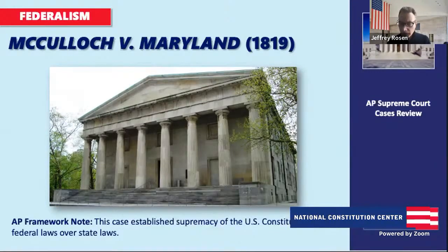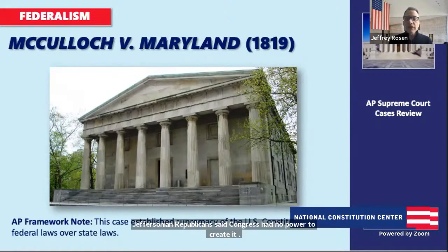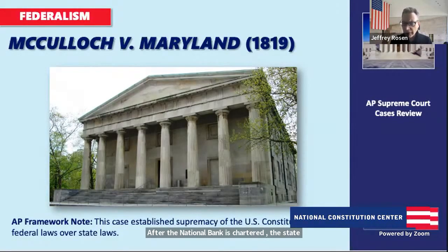McCulloch is the biggest policy debate in the early republic over the constitutionality of a national bank. Alexander Hamilton came up with the idea of a national bank. Washington supported him. But initially, James Madison and Jeffersonian Republicans said Congress had no power to create it. After the national bank is chartered, the state of Maryland passes a law imposing taxes on it because it's trying to kind of destroy the bank, and challenges Congress's authority to establish a bank in the first place. And Chief Justice Marshall, next to Marbury, in the defining case of his tenure, says Congress does have the power to establish a bank under the necessary and proper clause of the Constitution.